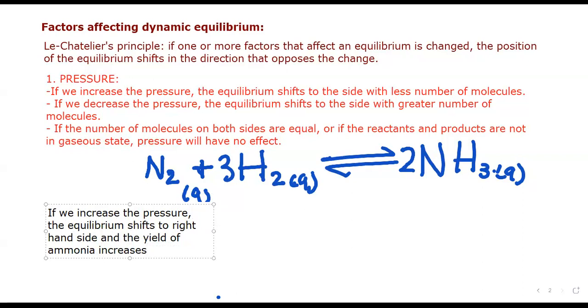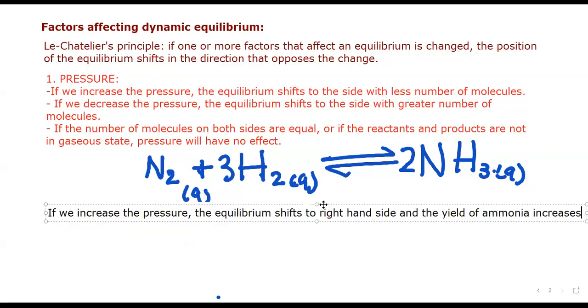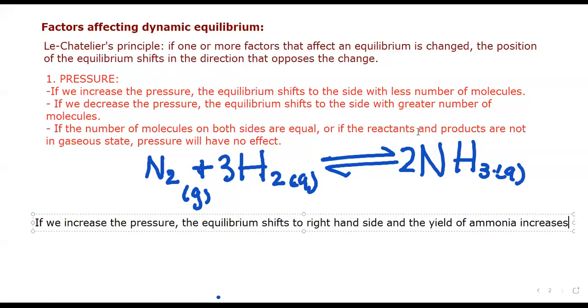The reason it is shifting to the right hand side is because on the right hand side, the molecules are less. On the left hand side, we have four molecules, three of hydrogen and one of nitrogen. On the right hand side, we have two. So when we increase the pressure, the equilibrium shifts to the side with less number of molecules. So in our case, it's going to shift to the right side.